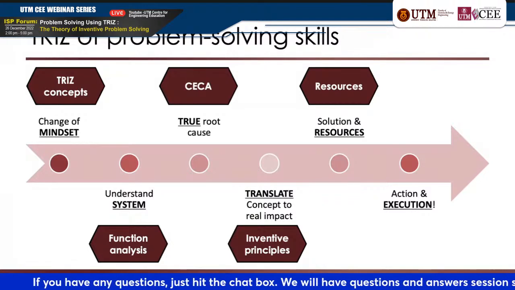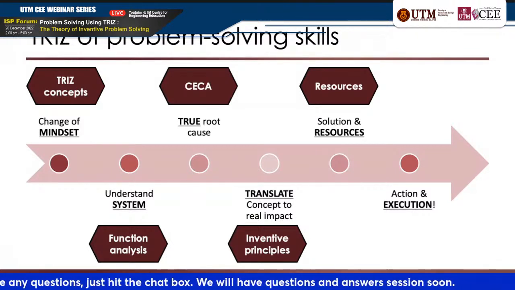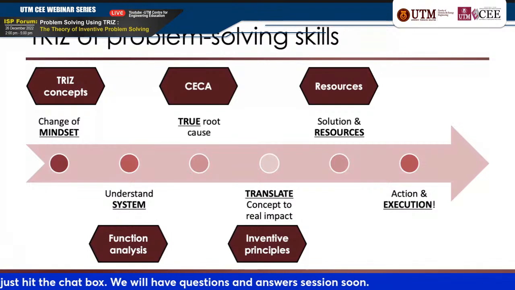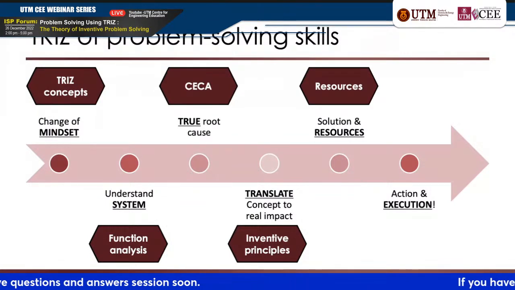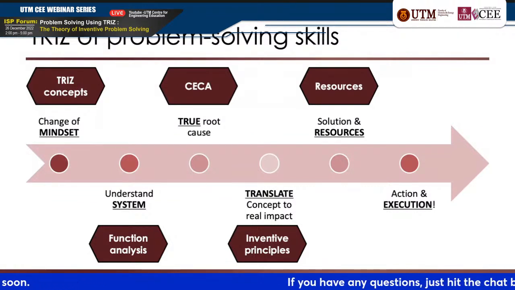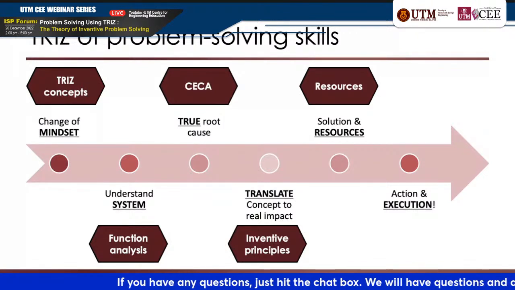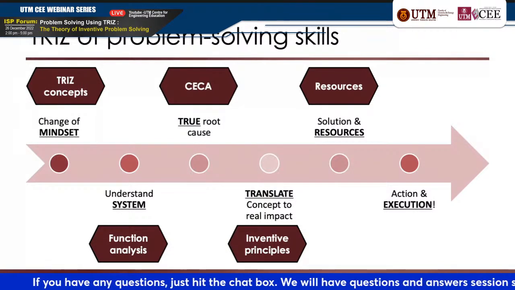It is very good and proper if we are able to solve problems with an objective mindset, approach, tools and techniques. So by using TRIZ, it helps you to solve engineering problems faster, better and cheaper.